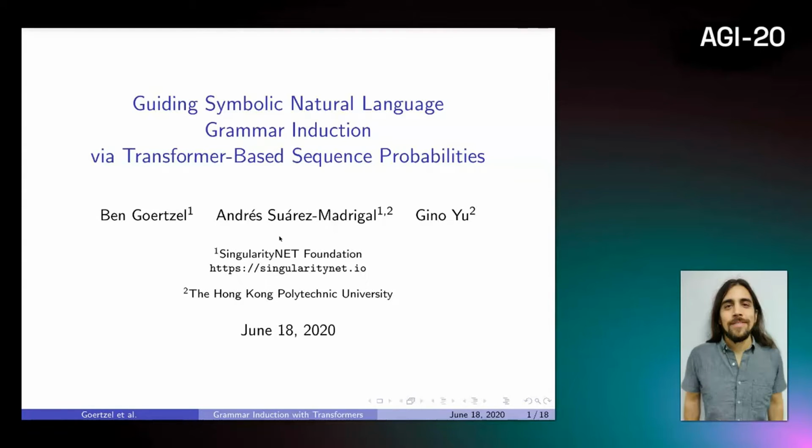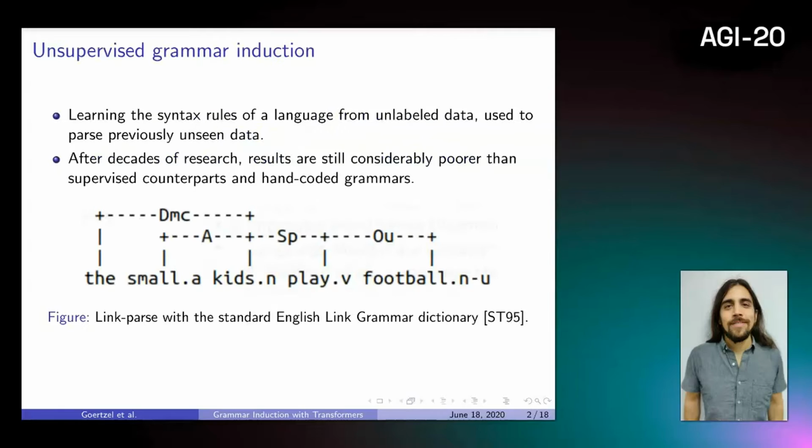I'm one of the authors of this paper, Guiding Symbolic Natural Language Grammar Induction via Transformer-Based Sequence Probabilities. What I'm going to present is a methodology that we're proposing for grammar induction using a neuro-symbolic approach, the combination of neural techniques with symbolic techniques. This is, as I mentioned, mostly a methodology. The tests and building the whole pipeline for doing it is still under construction. But the idea is what we're presenting today.